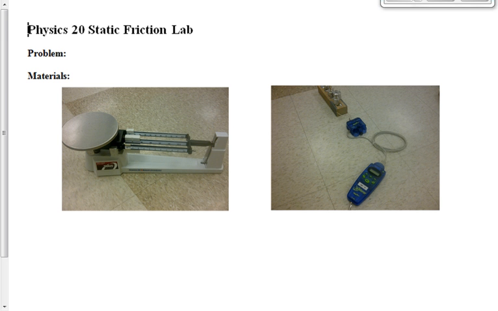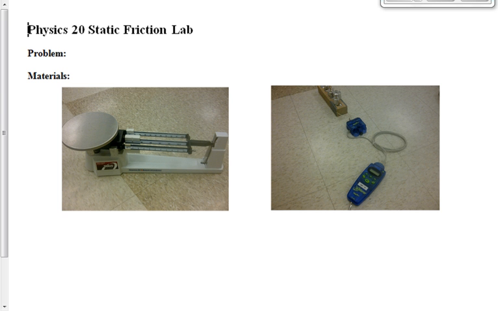Today we're going to do an activity where we're going to attempt to find the coefficient of static friction between two materials. The first material will be a block of wood. The second material will either be the floor, or a desk, or a tabletop, or whatever we want, really. It doesn't really matter as long as you specify when you list your materials. Okay, so the problem would be to find the coefficient of static friction between material A and material B, whatever materials you use.